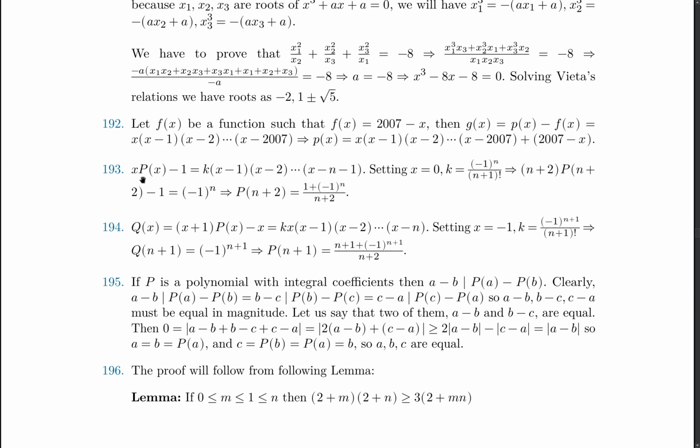Now we have x p of x minus 1 is equal to k into x minus 1 into x minus 2 up to x minus n minus 1. Now we set x is equal to 0. Once we set x is equal to 0, k becomes minus 1 to the power n by n plus 1 factorial, which implies that n plus 2 p of n plus 2 minus 1 is equal to minus 1 to the power n, which implies that p of n plus 2 is equal to 1 plus minus 1 to the power n by n plus 2.